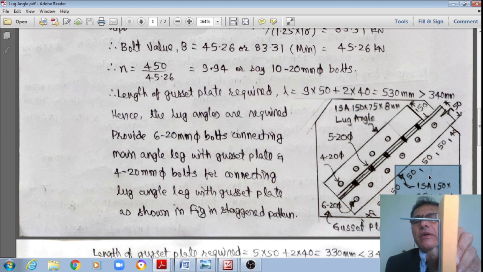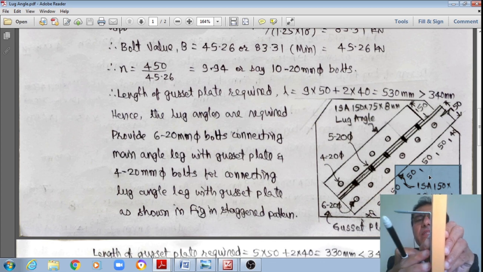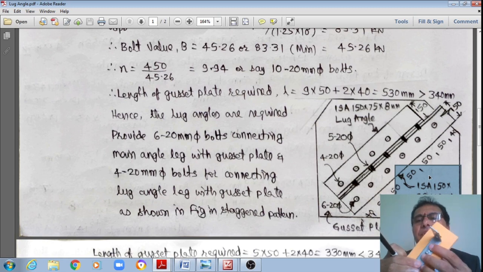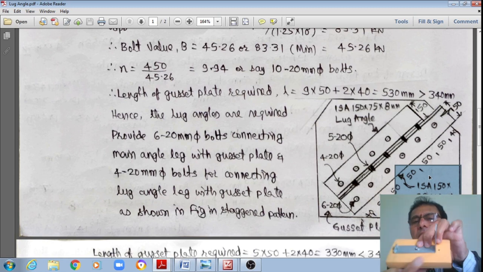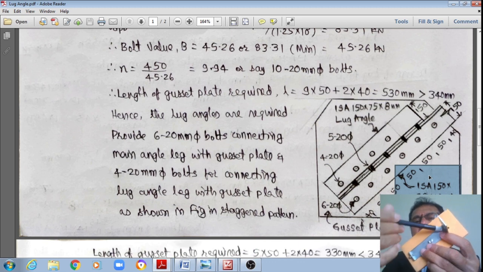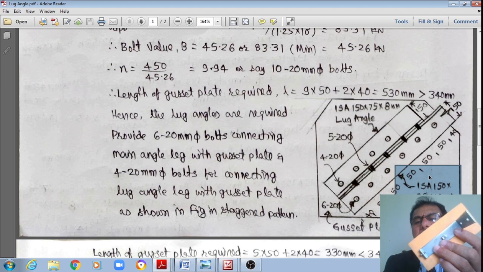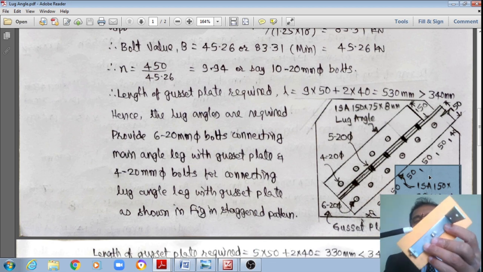I am showing the front elevation as well as the right side elevation. This is the front elevation, student. This is the outstanding leg. This is the connected leg, connected to this gusset plate. This gusset plate is 16 mm thick, right?